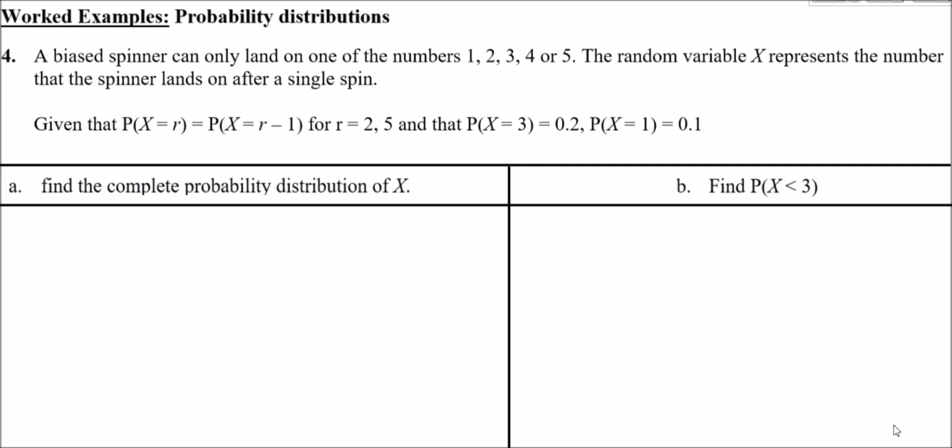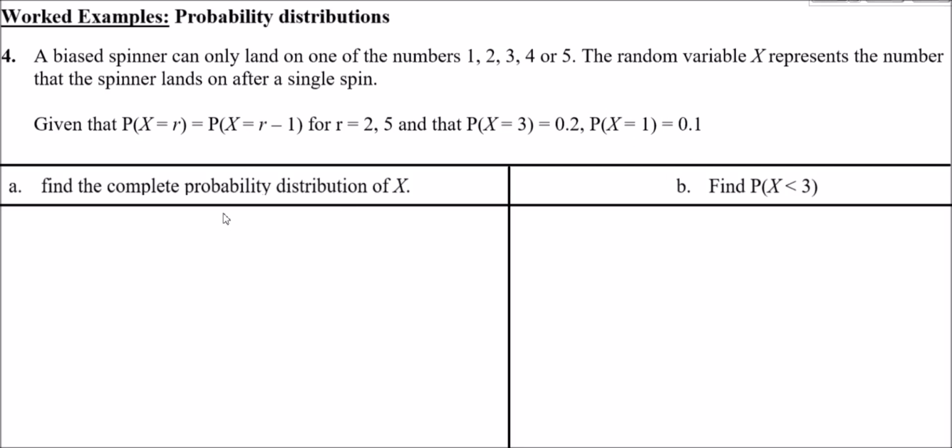We have a biased spinner that can only land on one of the numbers 1, 2, 3, 4 or 5. The random variable X represents the number that the spinner lands on after a single spin. So X is the distribution and big X is representing the particular number. So the probability that the number is r is the same as the probability that the number is r minus 1 for when r is 2 and 5. And also, the probability that the number it lands on is a 3 is 0.2. The probability that the number it lands on is a 1 is 0.1.